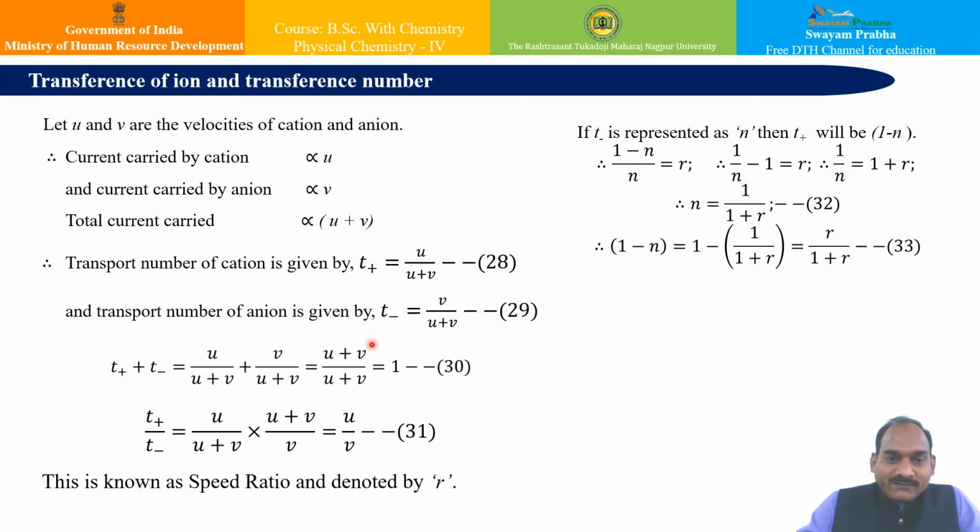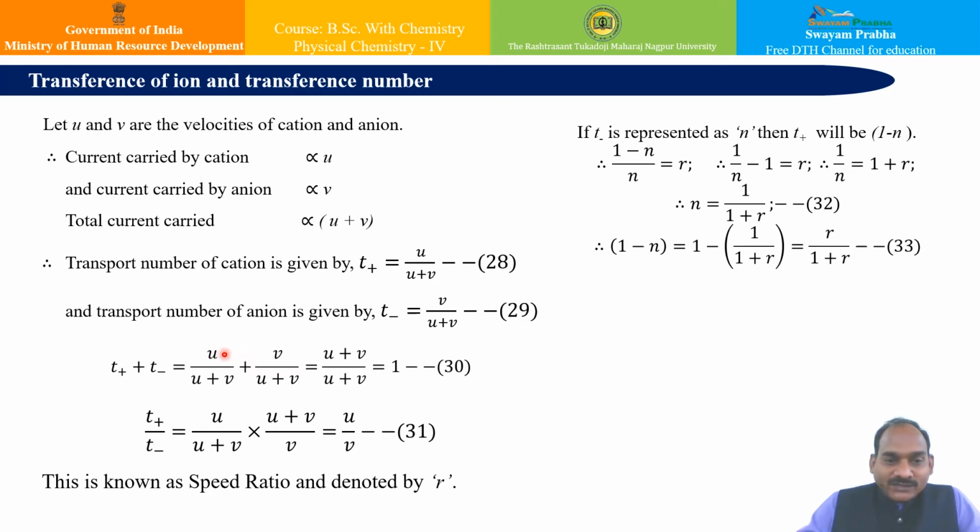And therefore, if I take the sum of transport numbers of cation and anion, T plus and T minus, it should come to 1, correct? Correct, because there is no other entity which is responsible for carrying current. So if I solve this, u upon u plus v plus v upon u plus v, it will give me u plus v upon u plus v, and it is going to give you 1. Therefore the total current carrying ions present in solution are cation and anion only.